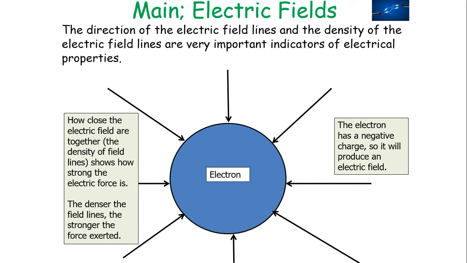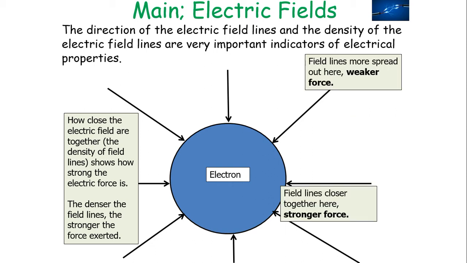Now, how close the electrical field lines are together tells you how strong the electrical force is. The denser the field lines, the stronger the force exerted. So close to the electron, in this case, the field lines are closer together, so the non-contact force is stronger. But further out from the charged particle, the electrical field lines are more spread out, so the force you feel here is weaker.